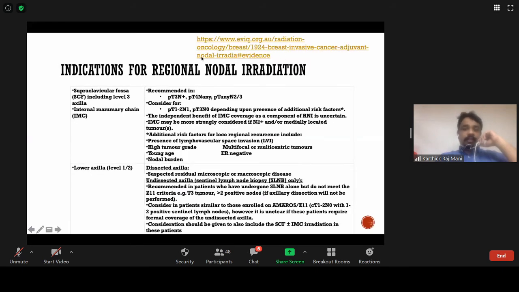I took this from the New South Wales guidelines on the evidence for breast nodal irradiation, and they have guidelines for supraclavicular fossa and level 3 involvement.